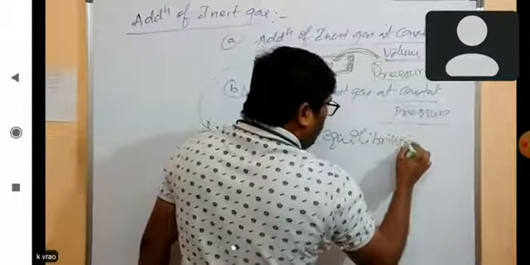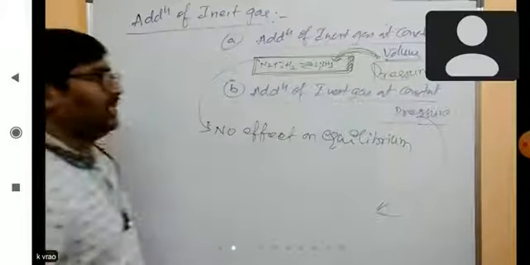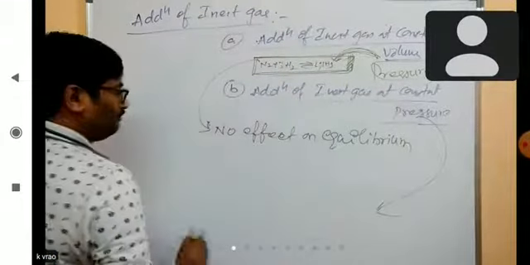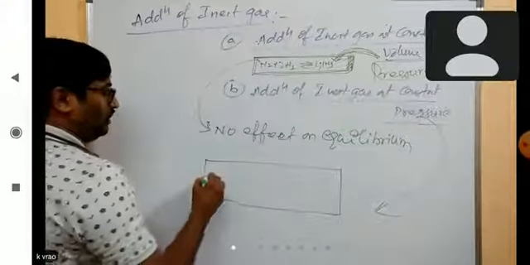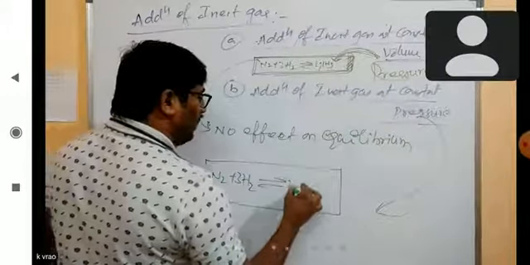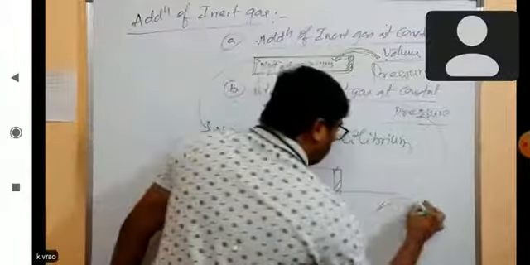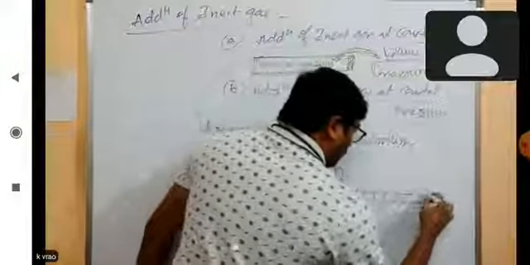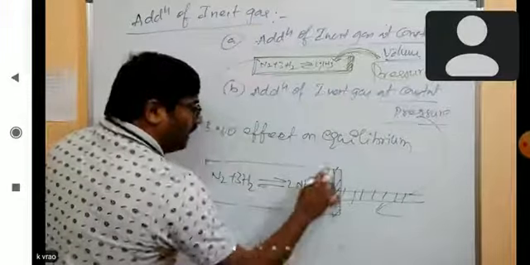Next, addition of inert gas at constant pressure. Same here, for example, N2 plus 3H2 gives 2NH3. This is a movable piston, right? So I want to maintain the constant pressure by adding the inert gas.